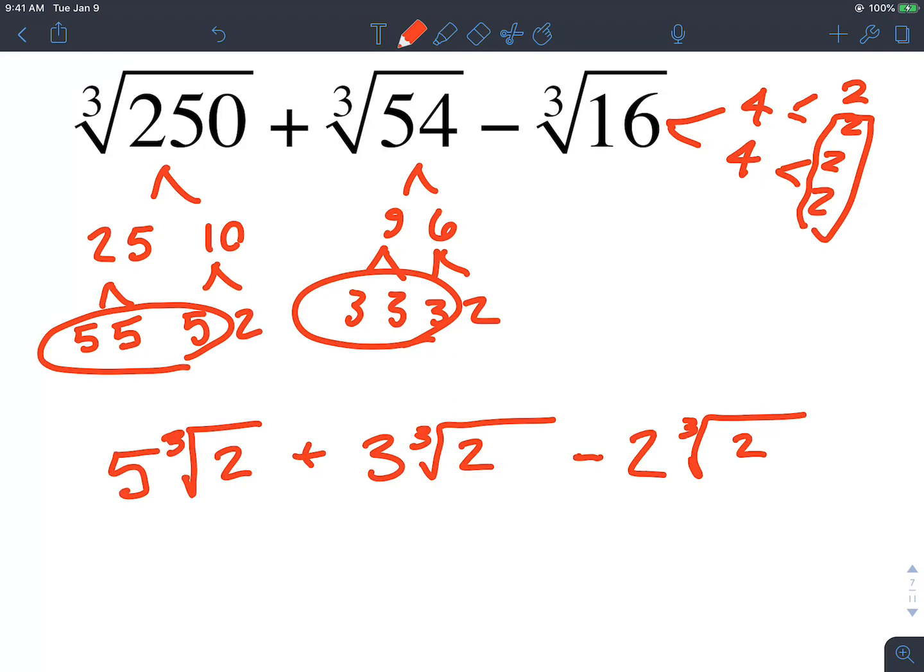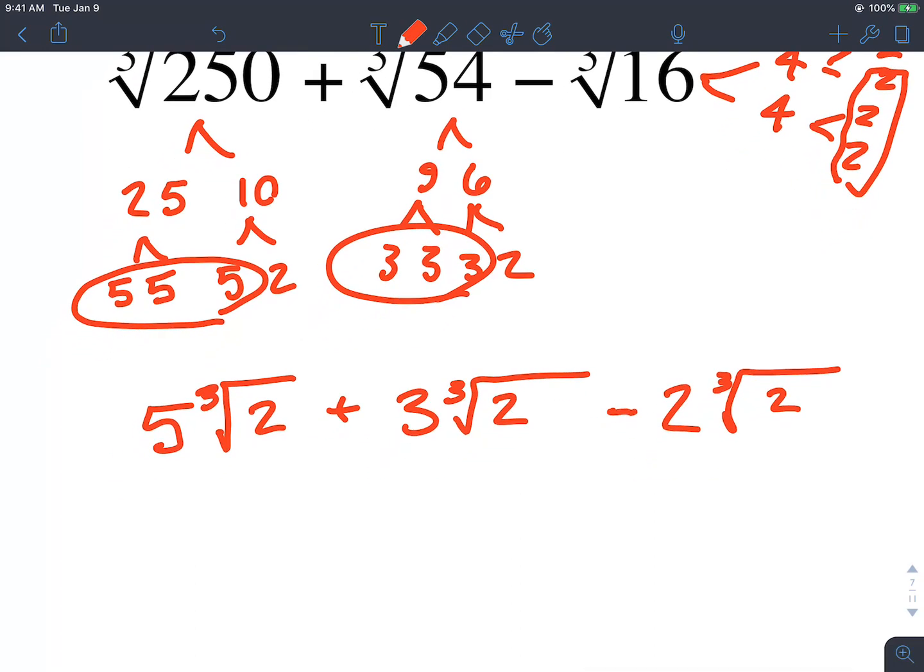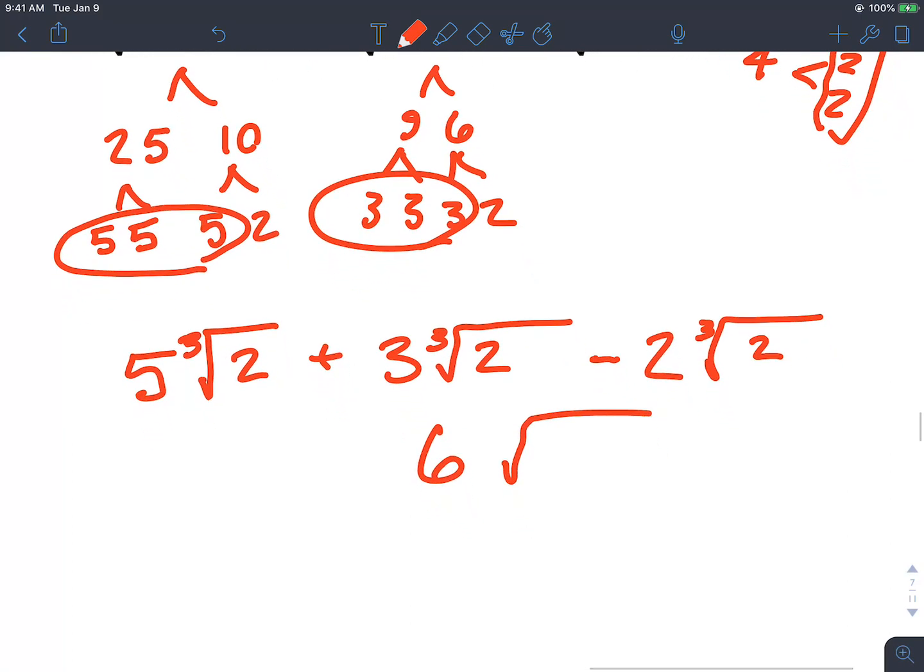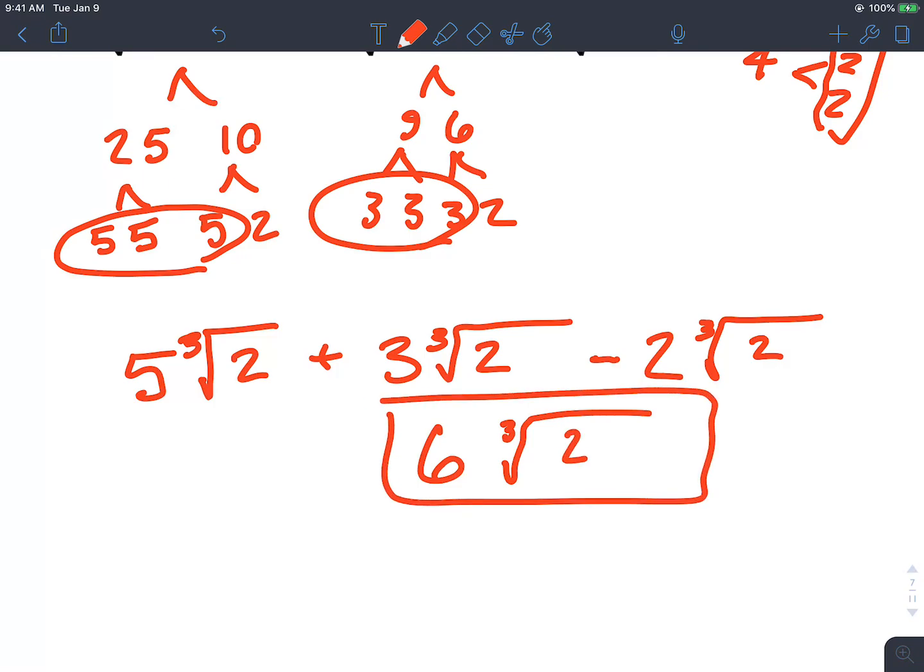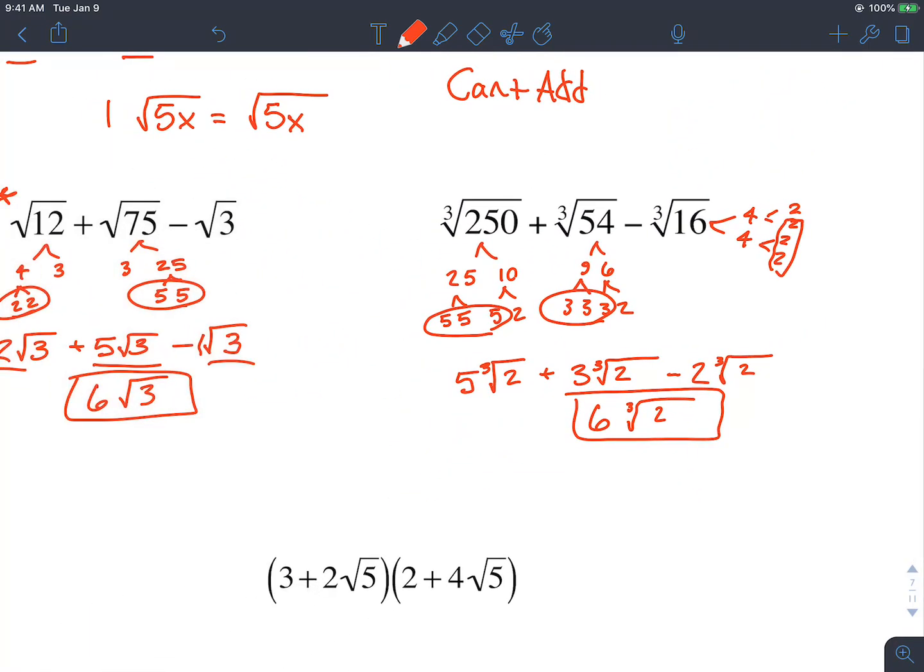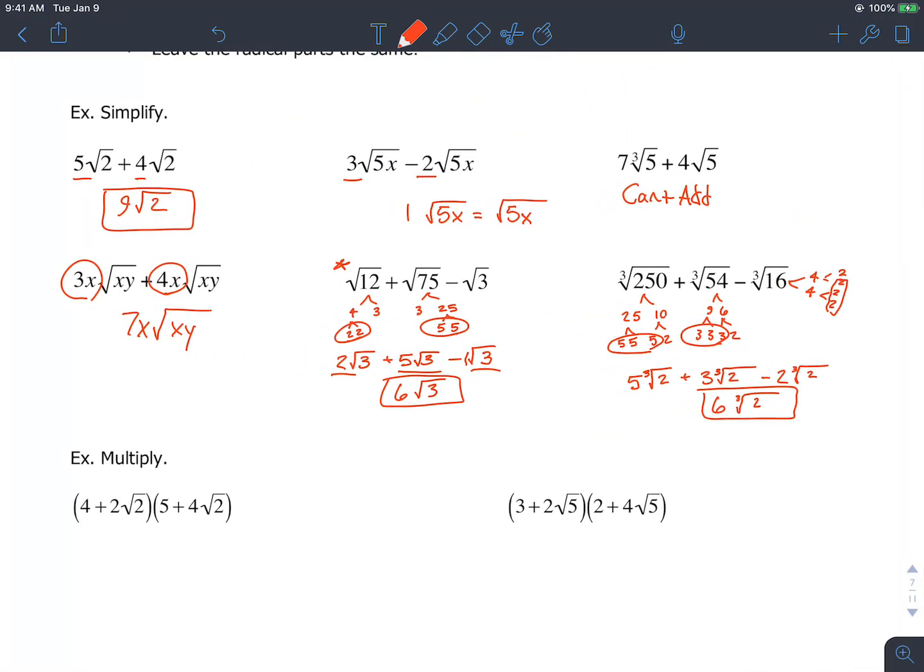Alright, and then you've got radicals going on here, so that's good. So 5 plus 3 is 8. 8 minus 2 is 6. So this will be 6. And then it'll do the cube root of 2. And then that is it there. So that's adding and subtracting radicals. There's really not any more variation you could have.